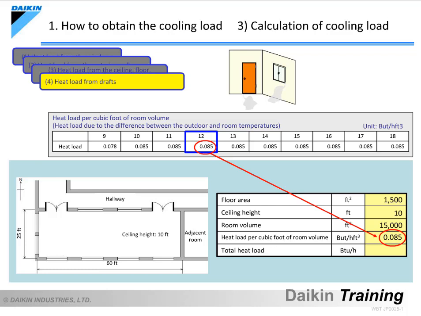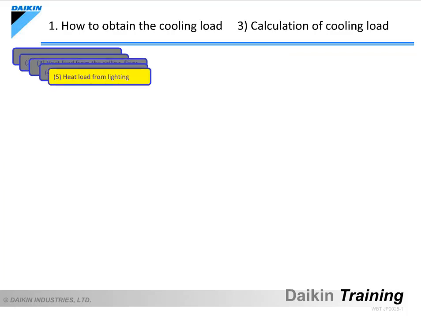So, the total heat load for the room comes to 1,275 BTU per hour. Now, take a look at the heat load from lighting. The heat load from incandescent light equals its wattage. For example, 5 100-watt light bulbs would indicate a heat load of 500 watts.